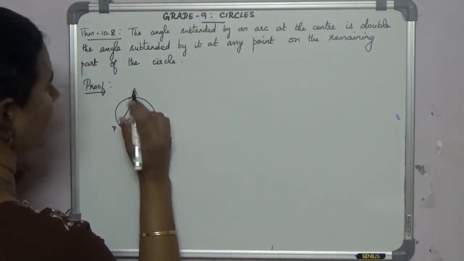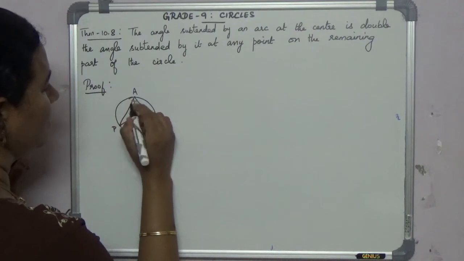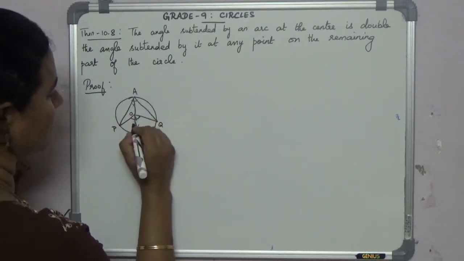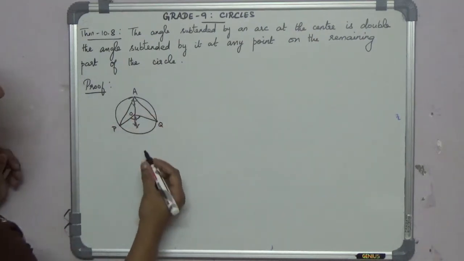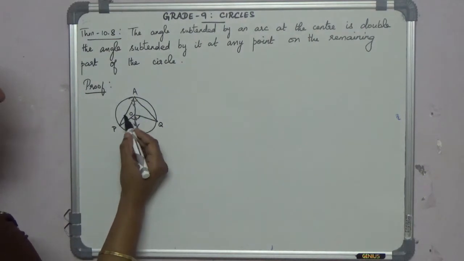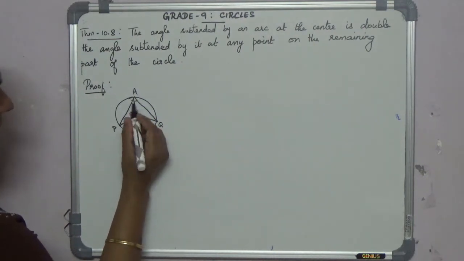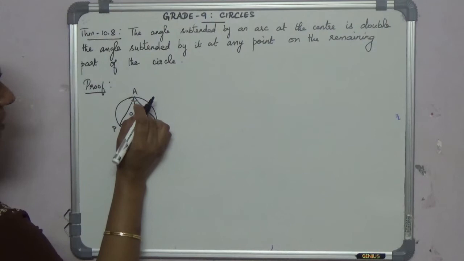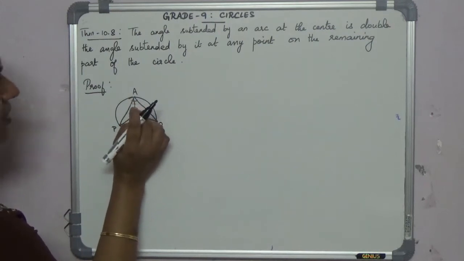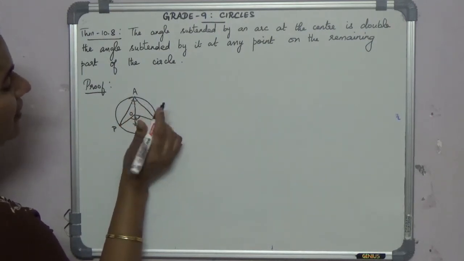Let's construct a ray here. Now remember, if this is x, this becomes 2x. Construct a ray. Now we have got two triangles here. Now before going into this concept, let us recall the concept which you have already studied in the earlier classes.